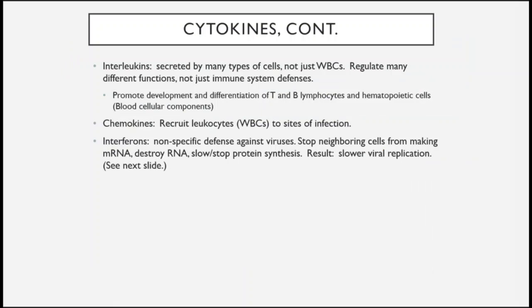There are many different types of cytokines, but we'll concern ourselves with three broad categories. The interleukins are secreted by many types of cells, not just white blood cells, and they regulate many different functions, not just immune system functions. In regards to the immune system, they can promote the development and differentiation of T and B lymphocytes and hematopoietic cells for blood cellular components. Chemokines recruit white blood cell leukocytes to a site of infection.